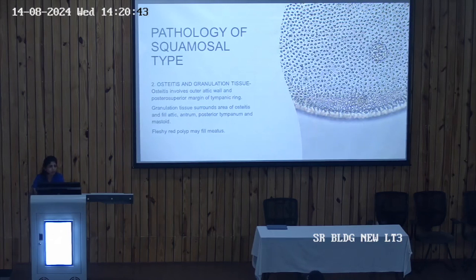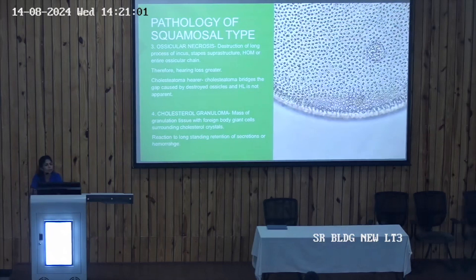Granulation tissue is basically the healing process has started taking place, and granulation may fill the attic region, antrum, posterior tympanum and mastoid also. And the polyps in this are fleshy, red, velvety, which may fill all the meatus, external auditory canal. Then ossicular necrosis, destruction of the long process of incus is the first to involve, as usual due to a vascular nature of it. Then stapes suprastructure is most commonly involved, followed by handle of malleus, and then the entire ossicular chain can also be involved in more severe types.